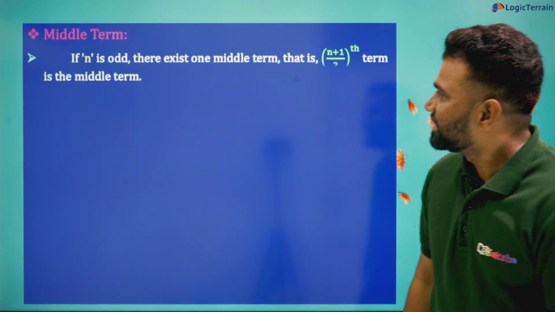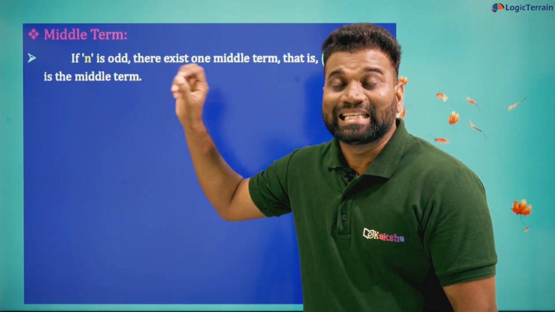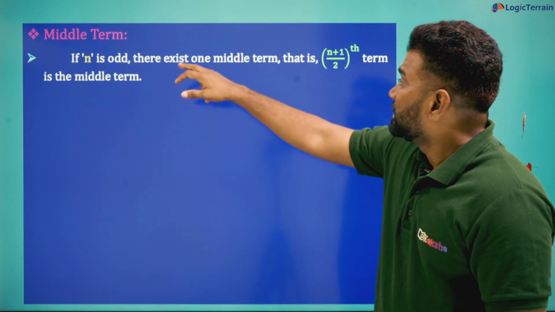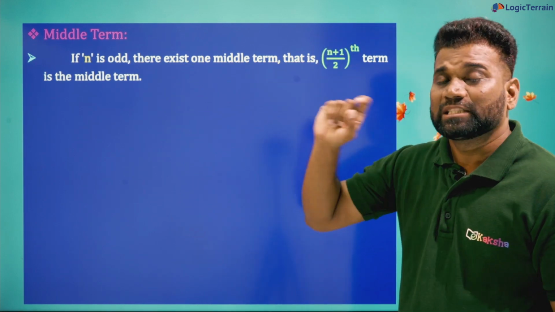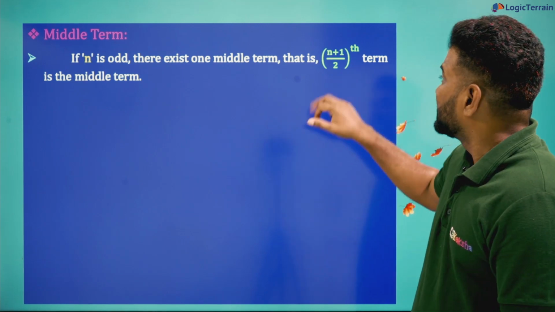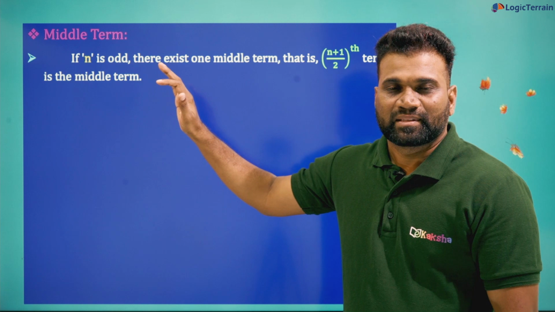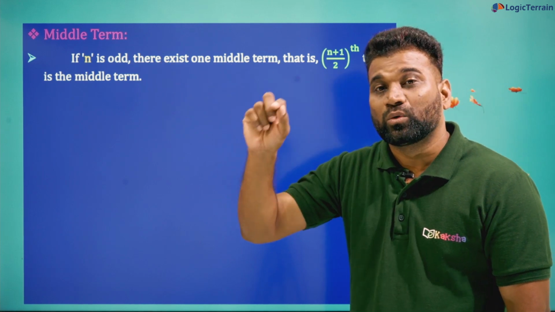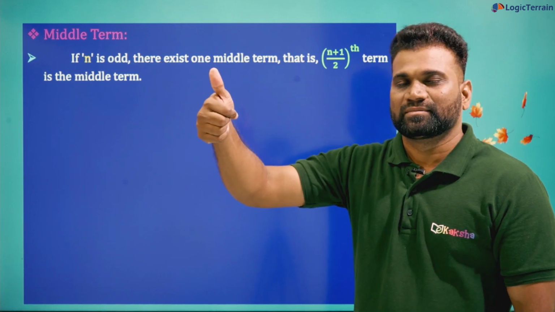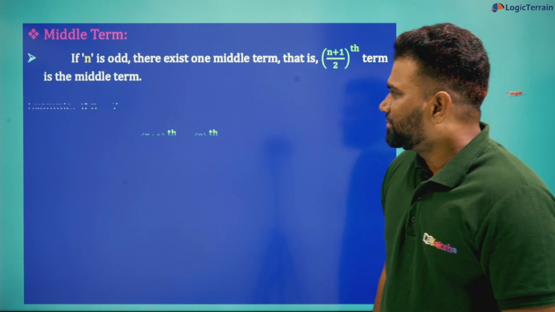Middle term. If n is an odd number, there exists one middle term. There exists only one middle term, that is the (n plus 1) over 2 th term will be the middle term. Got it? The (n plus 1) over 2 th term will be the middle term. Let's see one example for your better understanding.